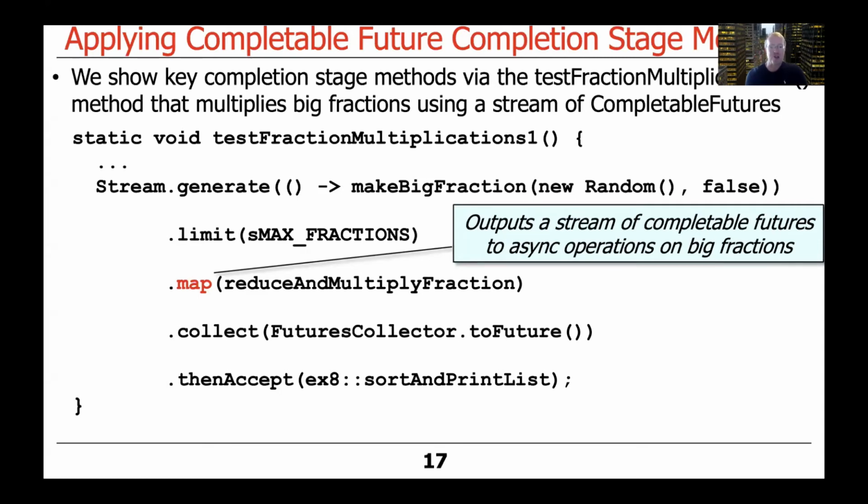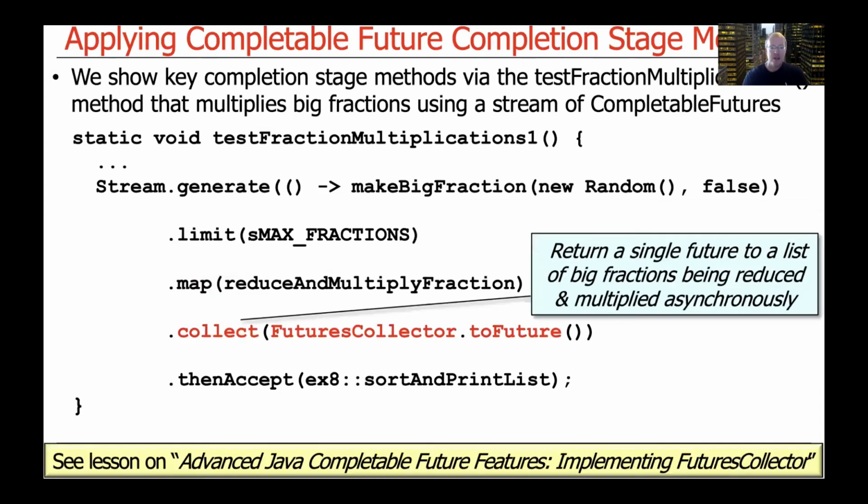Okay, so far so good. So we have a stream of CompletableFutures to asynchronously operating code. So what are we going to do now? Well, what we're going to do now is we need to find a way to collect all of these things together.